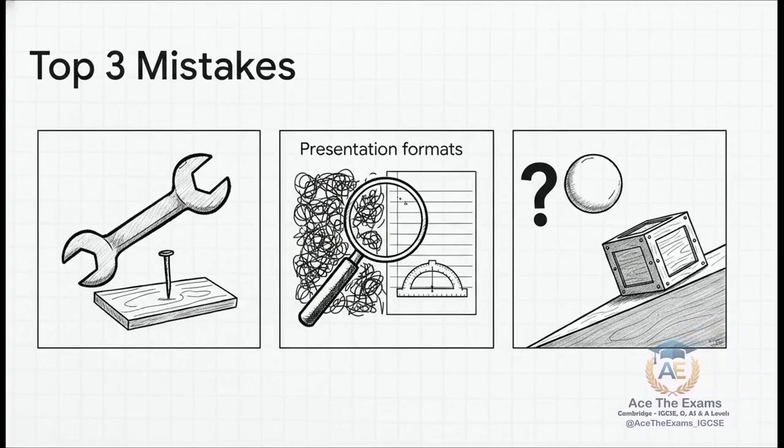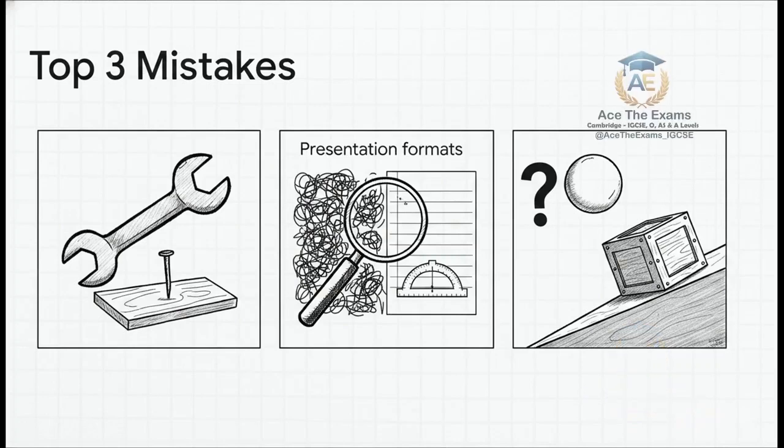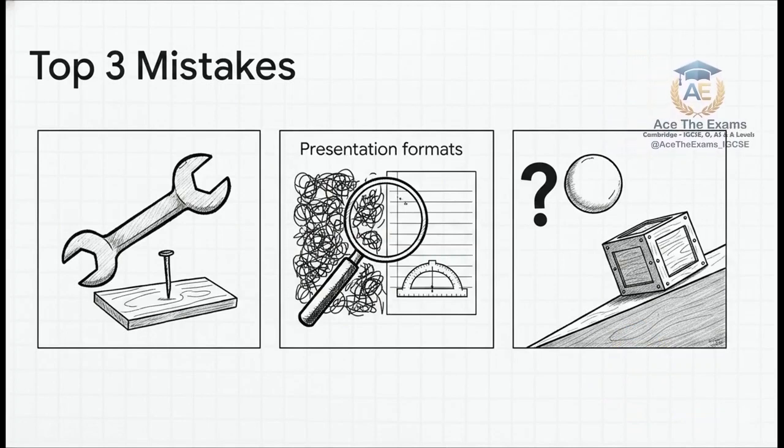Number 3, providing answers that are not specific to the context given. Vague, generic answers absolutely do not score marks at this level. If the exam prompt specifically asks about a heavy wooden crate being pulled up a rough inclined ramp by a winch, do not give a generic textbook explanation about a particle falling through a vacuum. You must anchor your mathematics to the specific reality described in the prompt.